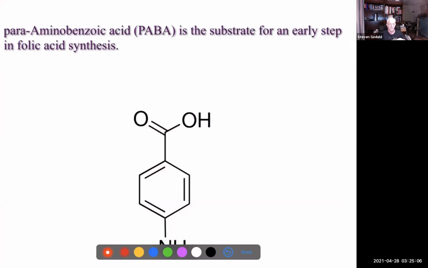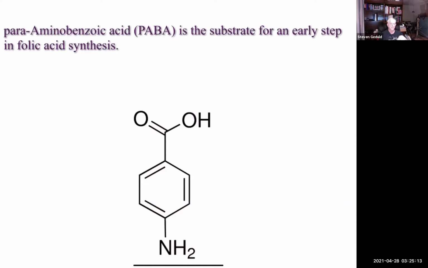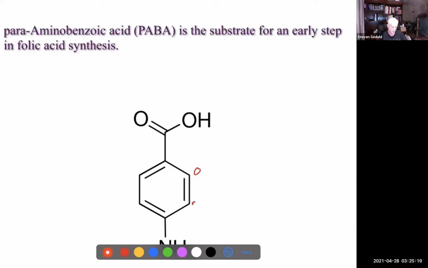Para-aminobenzoic acid is a substrate of an early step in folic acid synthesis. Let me get rid of that thing so it doesn't block your screen. There you go. That's para-amino. Remember para? Ortho, meta, para.